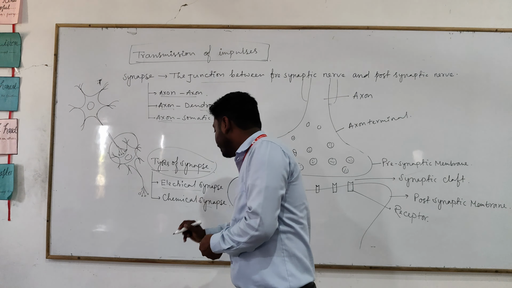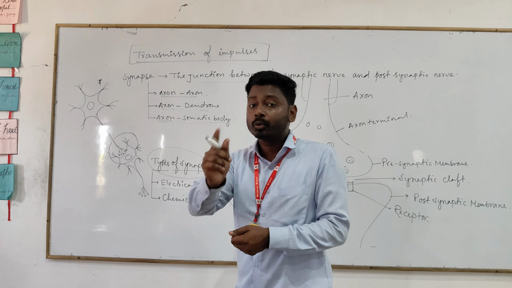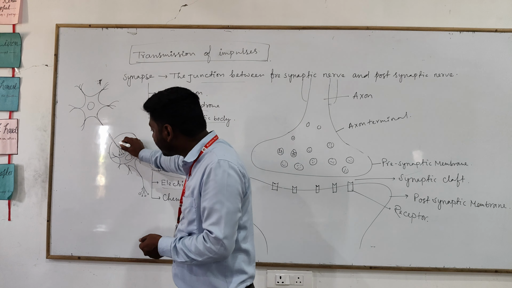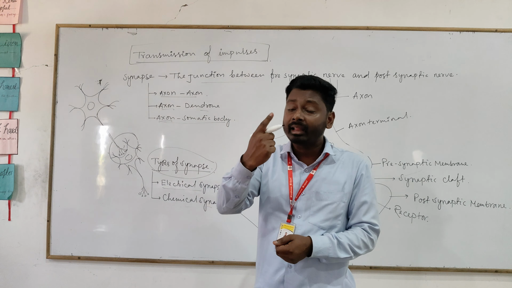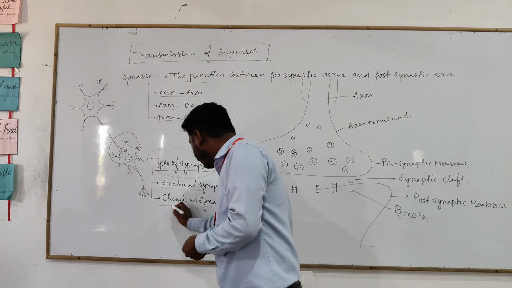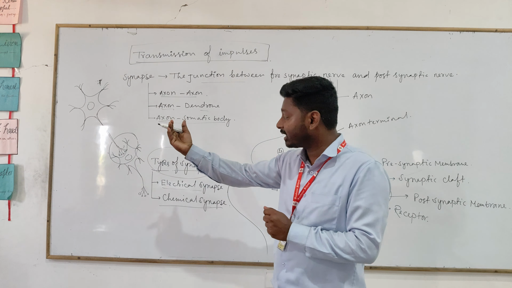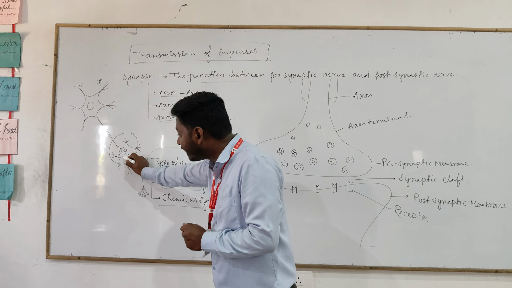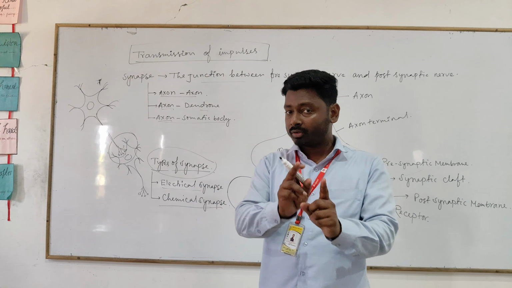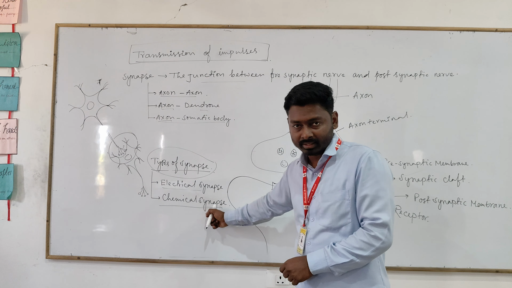The second type of synapse transmits the signal through chemicals. It releases neurotransmitter from the presynaptic neuron, and it can inhibit or excite the postsynaptic neuron. This kind of synapse is known as a chemical synapse: it releases chemicals from the presynaptic neuron, and it can excite or inhibit the postsynaptic neuron. So synapses are divided into two types: electrical synapse and chemical synapse.